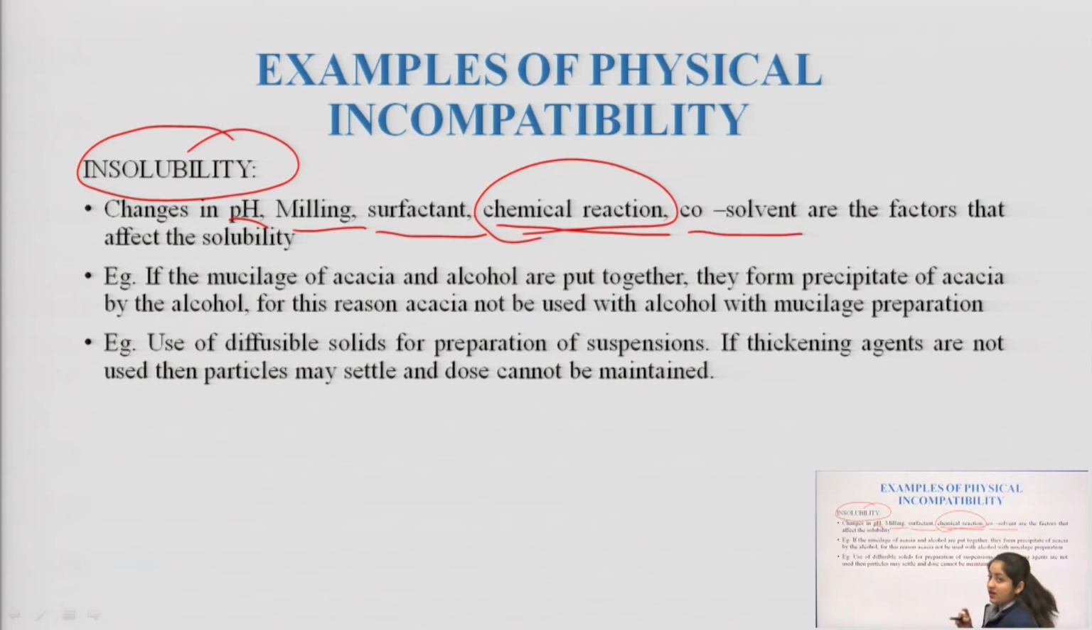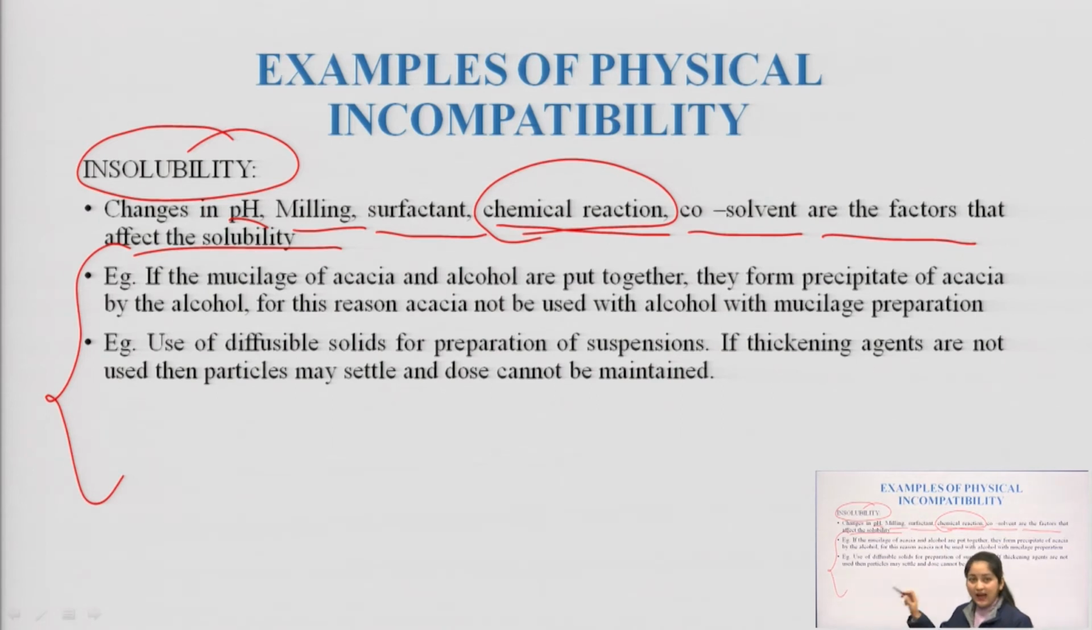Then choosing an improper co-solvent is also a factor that is going to affect the solubility. Definitely change in pH, milling, surfactant choices, use of improper co-solvents, chemical reaction: these are some of the factors that are definitely going to affect the solubility of a particular formulation. Now, here there is an example that will help us understand how physical incompatibility can be minimized. Let us understand this example.